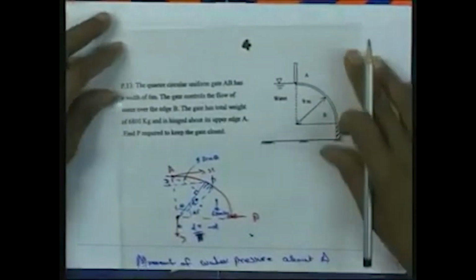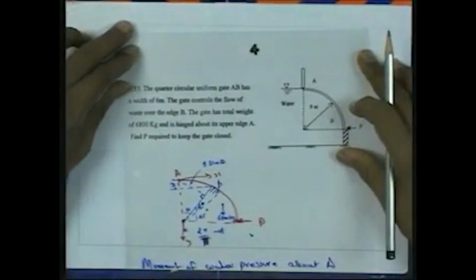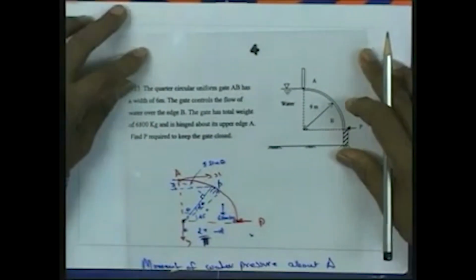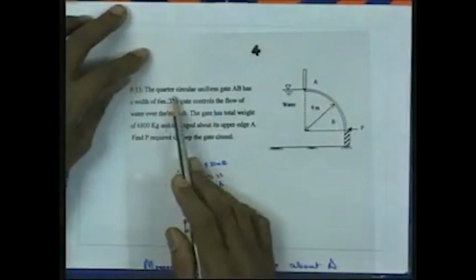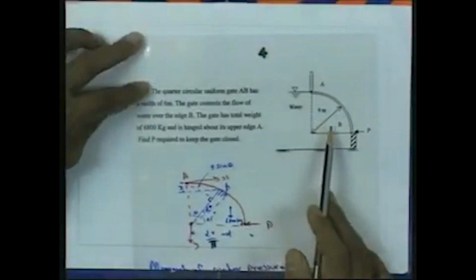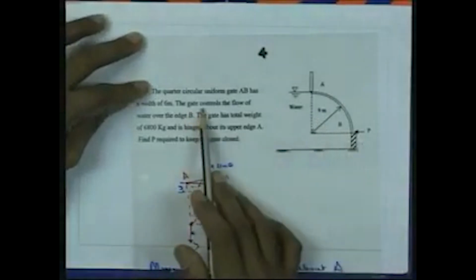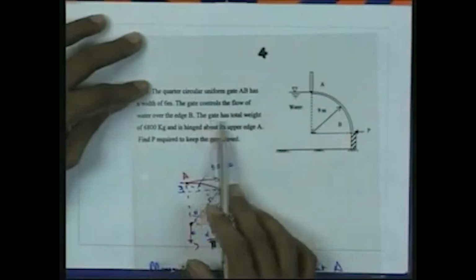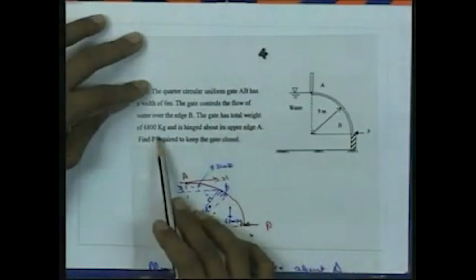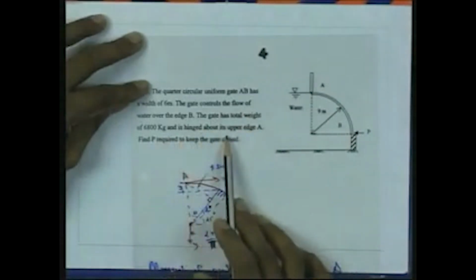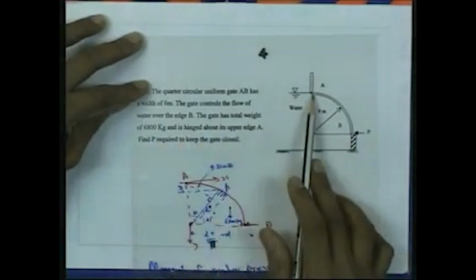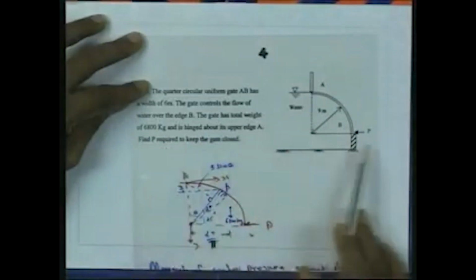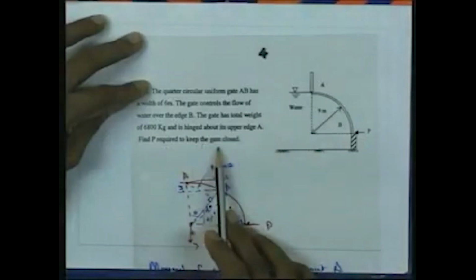So here is the last problem. The problem statement is a quarter circular uniform gate. The gate AB has a width of 6 meter, and the gate controls the flow of water over the edge B. The gate has a total weight of 6,800 kilogram and is hinged about its upper edge A. Find P, the force required to keep the gate closed.